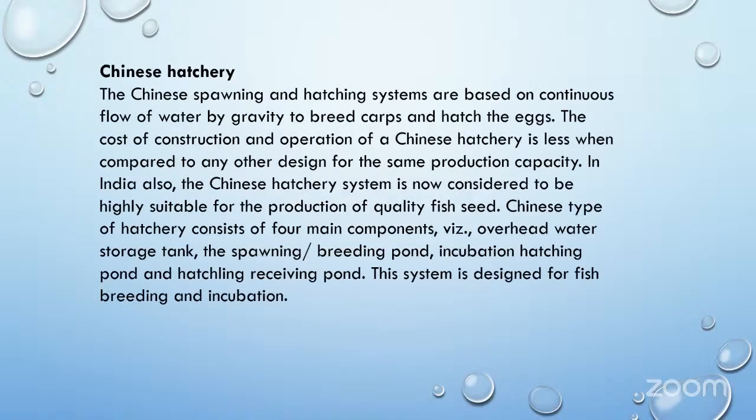Next one is Chinese hatchery. The Chinese spawning and hatching systems are based on continuous flow of water by gravity to breed carps and hatch eggs. The cost of construction and operation of a Chinese hatchery is less when compared to any other design for the same production capacity. In India also, the Chinese hatchery system is now considered to be highly suitable for the production of quality fish seed. Chinese type of hatchery consists of four main components.